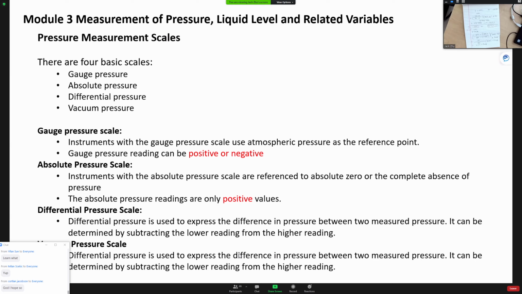Vacuum pressure is just if you go outside the airspace, far away from the Earth's surface, there will be absolutely no pressure. That's almost like a 0 point.